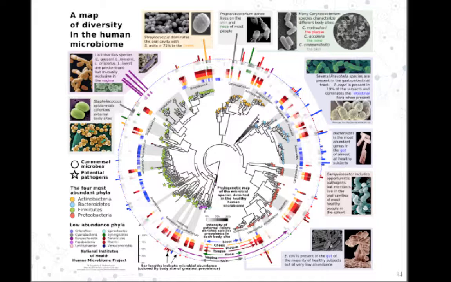Okay, so this is the diversity of the human microbiome. Just a phylogenetic tree showing all the various subpopulations we know today. You also have their abundance and presence in various tissues, such as the stool, the plaque, the tongue, skin, everything else, and their abundance in each tissue.